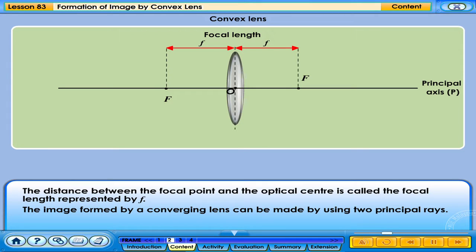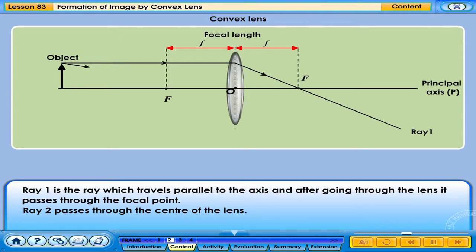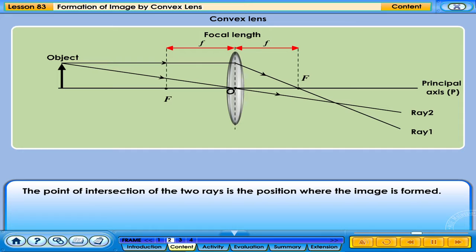The image formed by a converging lens can be made by using two principal rays. Ray 1 is the ray which travels parallel to the axis, and after going through the lens, it passes through the focal point. Ray 2 passes through the center of the lens. The point of intersection of the two rays is the position where the image is formed.